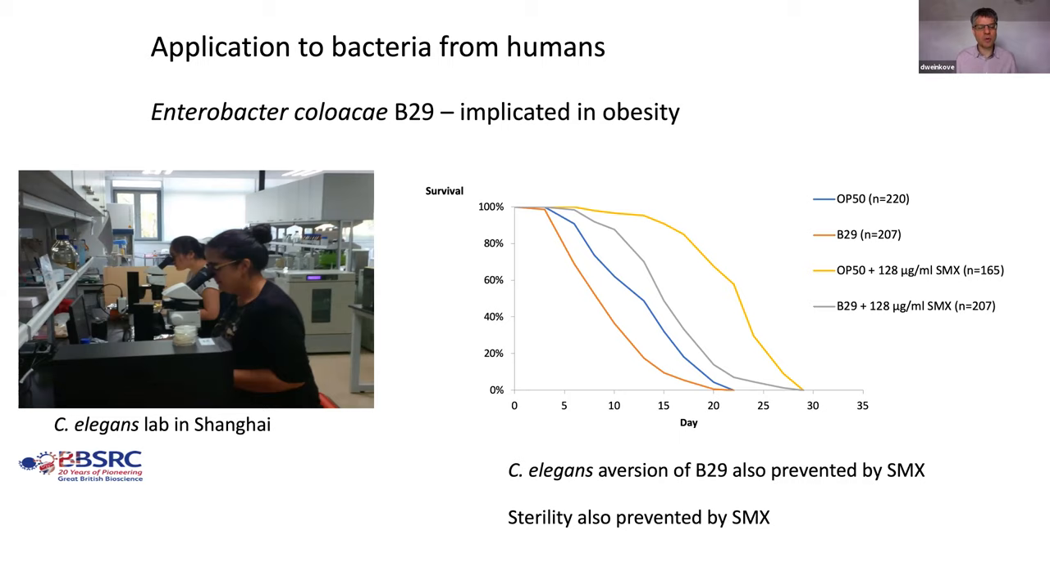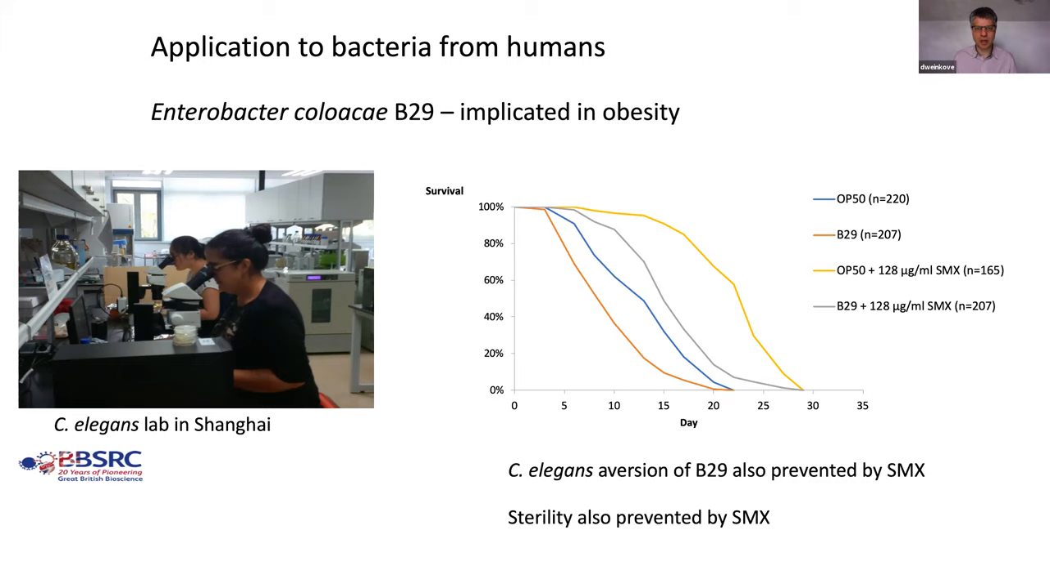And we found that all of these phenotypes could be prevented by treating the bacteria with SMX, inhibiting folate synthesis. So that was consistent with the idea that there was a kind of toxicity associated with this bacteria, which the worms could sense. Now this bacteria doesn't cause inflammation on its own in mice. It doesn't have a very pathogenic profile. So it's kind of interesting that the C. elegans are very sensitive to this bacteria, and then we could stop that toxicity using the SMX drug.